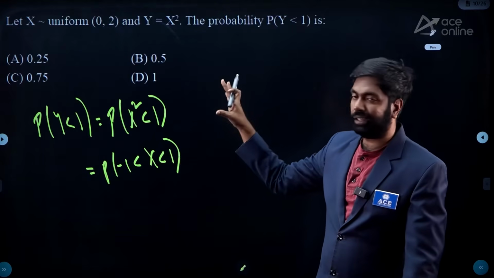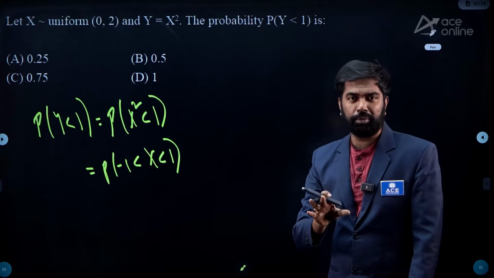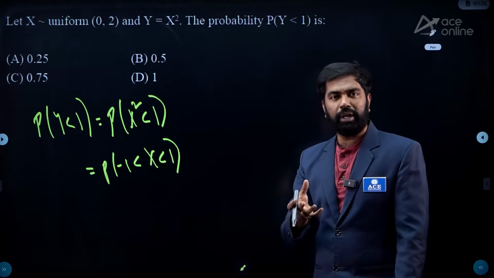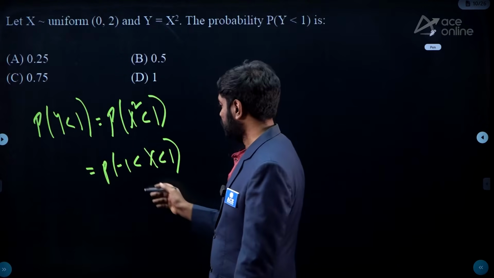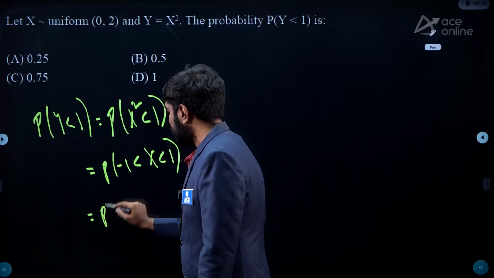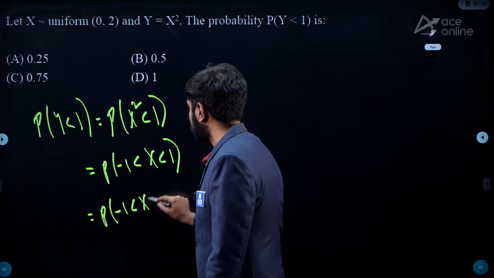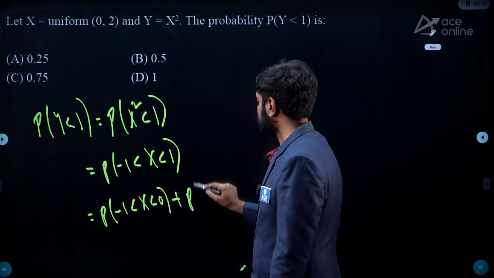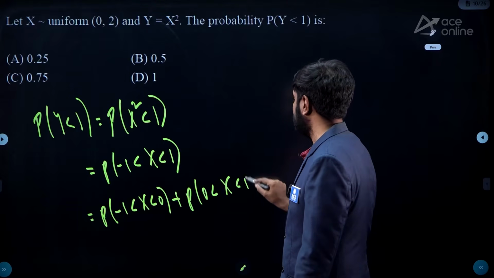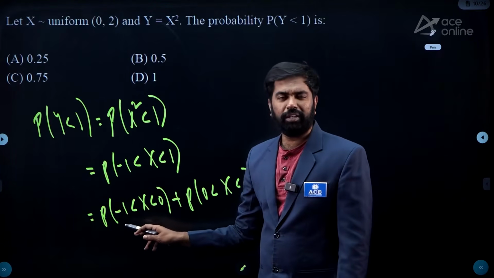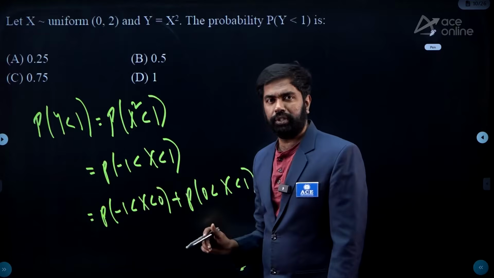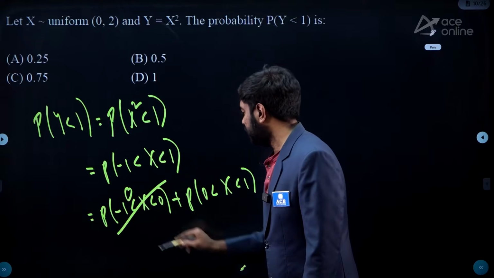But if you look at x, it is something which is uniformly distributed from 0 to 2. It takes values only from 0 to 2. So I can write it like this: probability of minus 1 less than x less than 0, plus probability of 0 less than x less than 1. X cannot take negative values. The probability of that event is 0. So this event probability is 0.